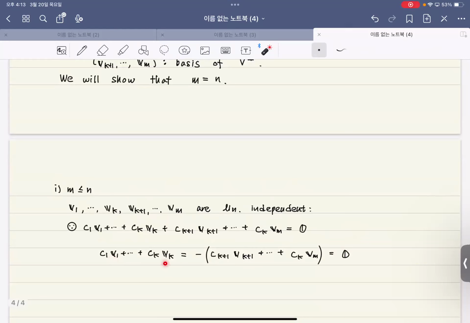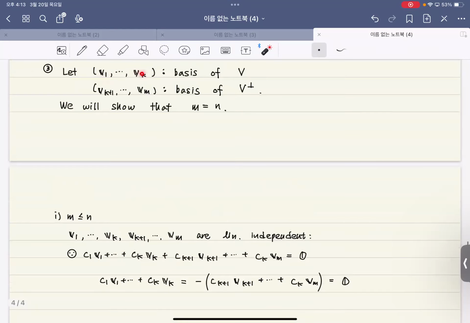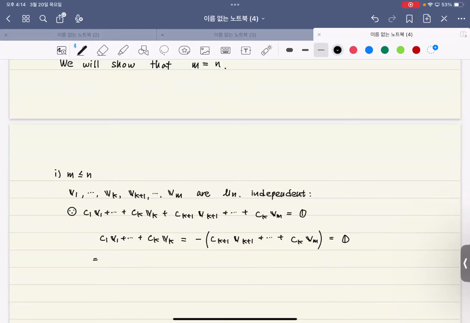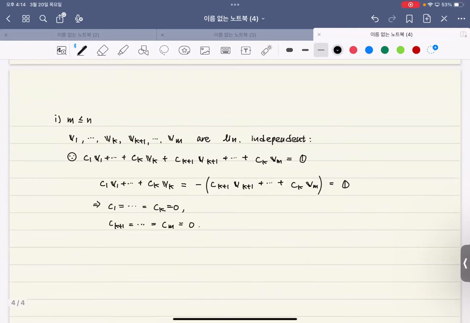And since V1 to Vk were assumed to be linearly independent, C1 to Ck have to be 0. And also V_{k+1} to V_m were assumed linearly independent, so C_{k+1} to C_m all have to be 0. So they are linearly independent. All right.